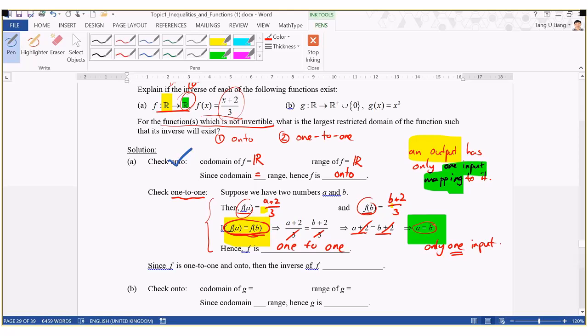Since f is 1-to-1 and onto, then the inverse of f exists. You have already checked that it's 1-to-1. Two criteria. Once these two criteria are satisfied, the inverse exists. Okay, the next we're going to discuss is x squared.